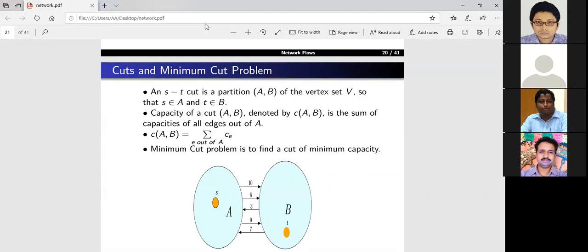Is the value of the capacity of the cut clear? I think it is clear to everybody. I think it's clear, sir. We will take questions later. If any doubt, they will ask later on.